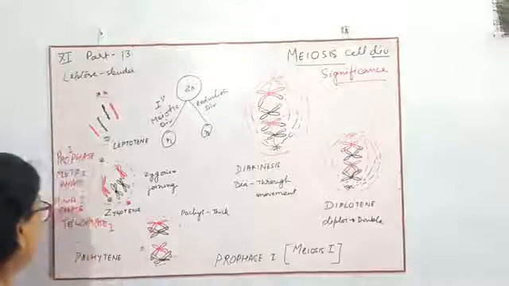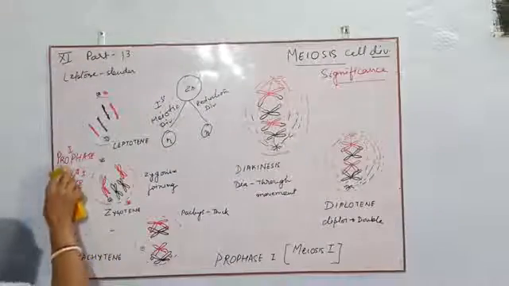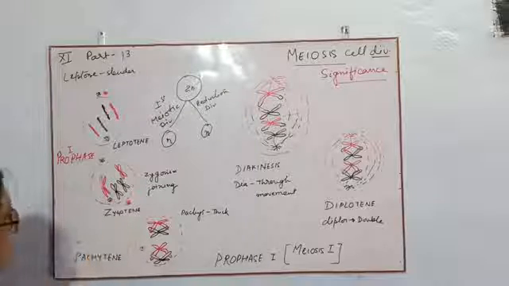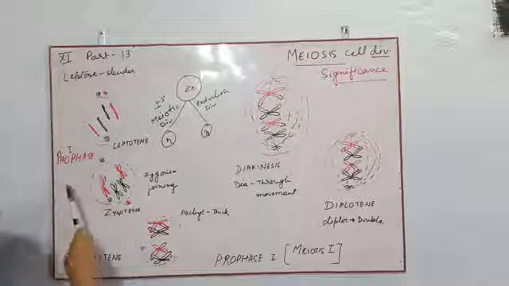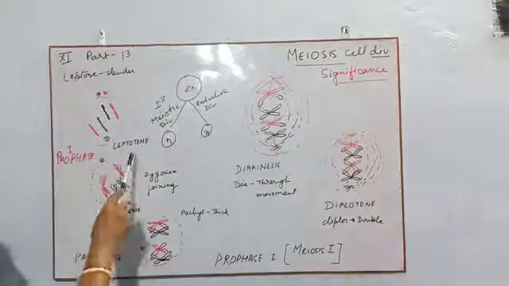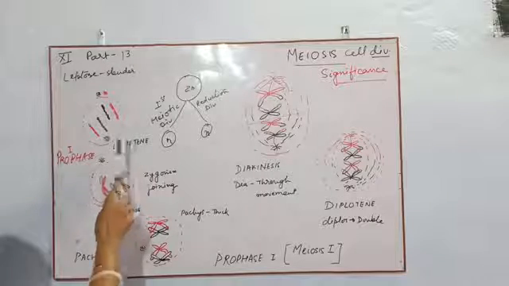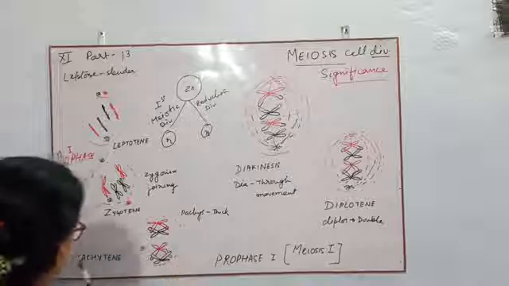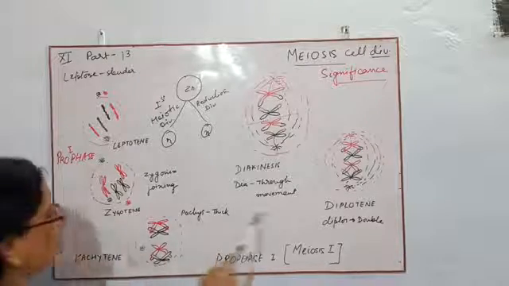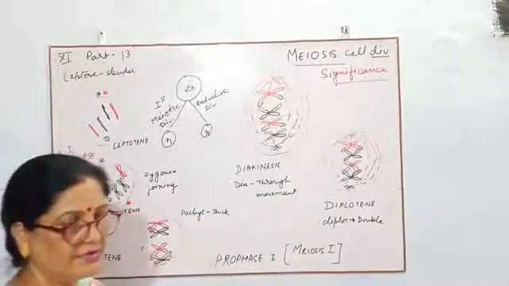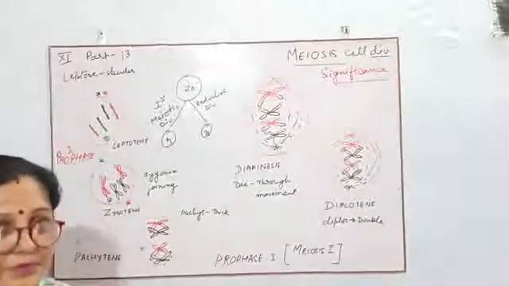Now children, in the first meiotic division, the first stage is prophase 1. Prophase 1 is divided into 5 phases. First is leptotene, second is zygotene, third is pachytene, fourth is diplotene and fifth is diakinesis. All these 5 subphases form prophase 1.